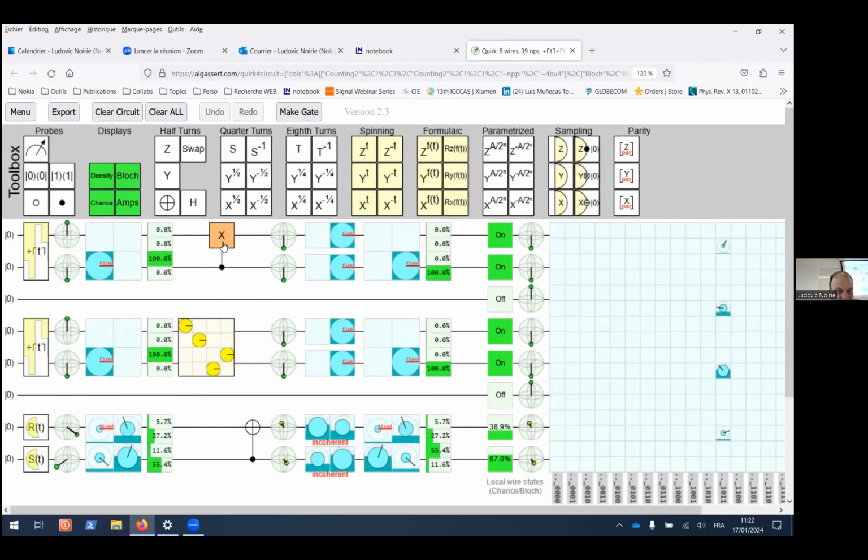The swap gate. I think I'm a bit longer than what I expected, as usual. So the swap gate is the exchange of the states of two qubits on two lines. It is represented by this gate, and here is the quantum circuit.